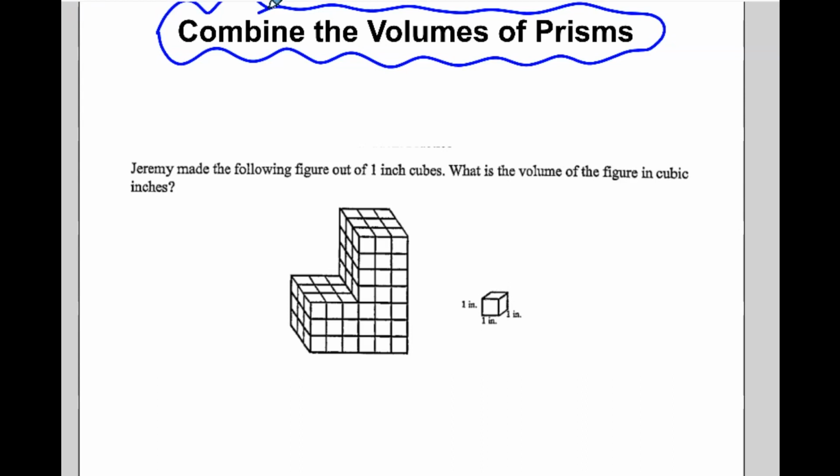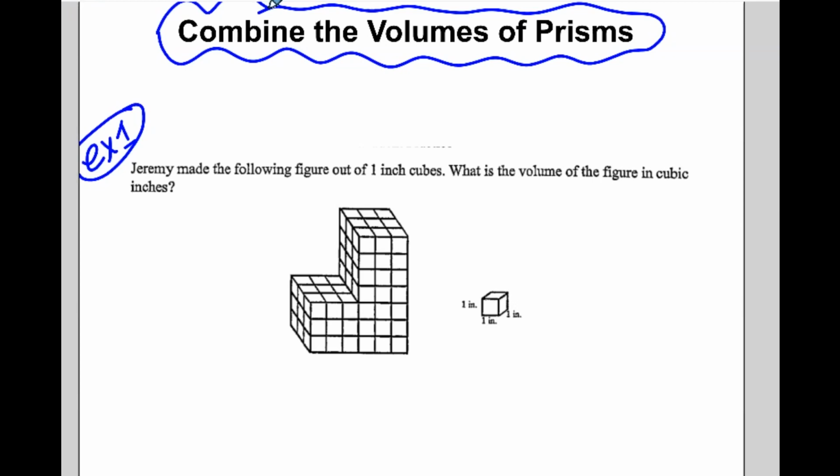All right, Super Friends, we are going to combine the volumes of prisms. What that means is that we're going to take a 3D shape and try to slice it up so that we can get volumes for both of the shapes that we see, and then add them together to get the total volume. So let's look at the first example.